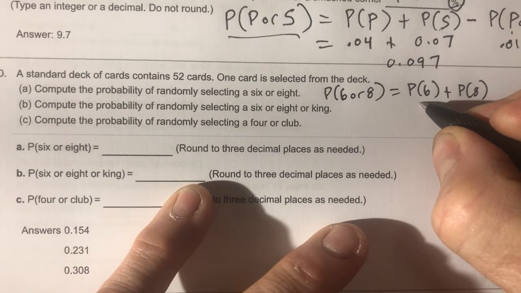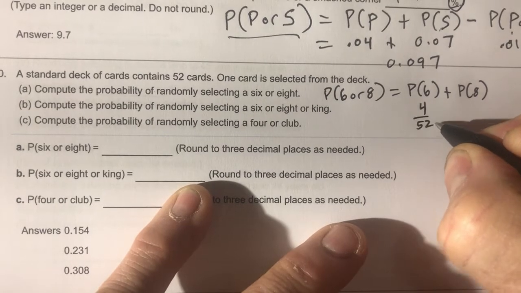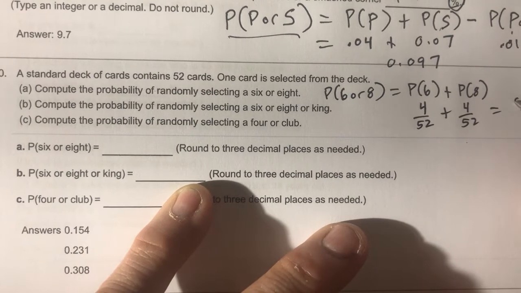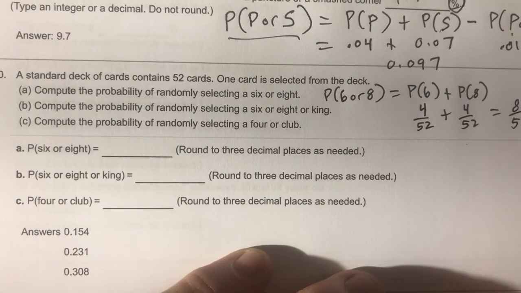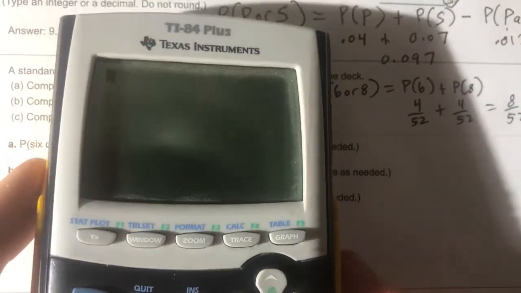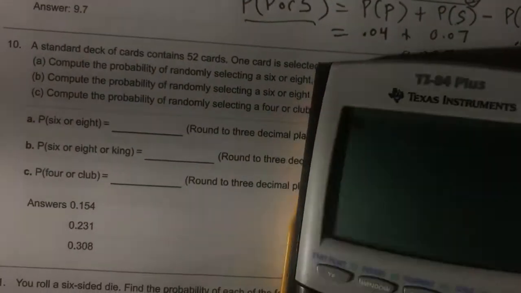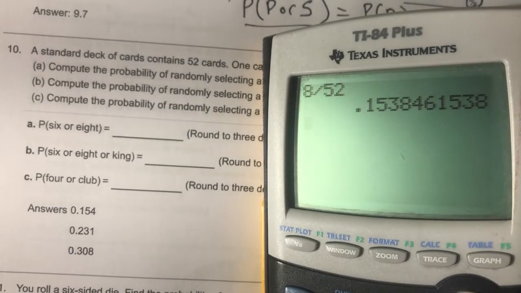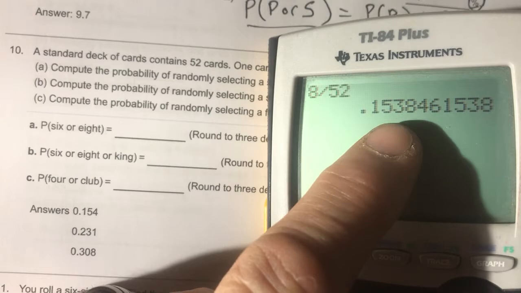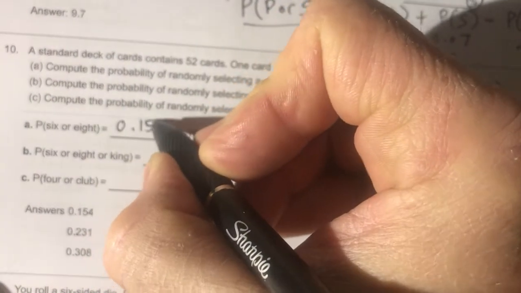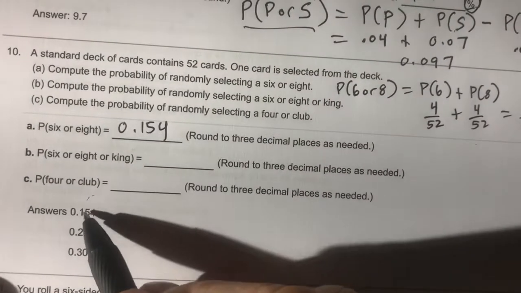So a 6, there's 4 of those out of 52. And an 8, there's 4 of those out of 52. So if I add those, that's 8 over 52. And then get my calculator here and punch this in. Okay, 8 divided by 52. All right, 0.153. The 8 makes the 3 go up to 4, so 0.154. Okay, and you see the answer right there, so I'm good.